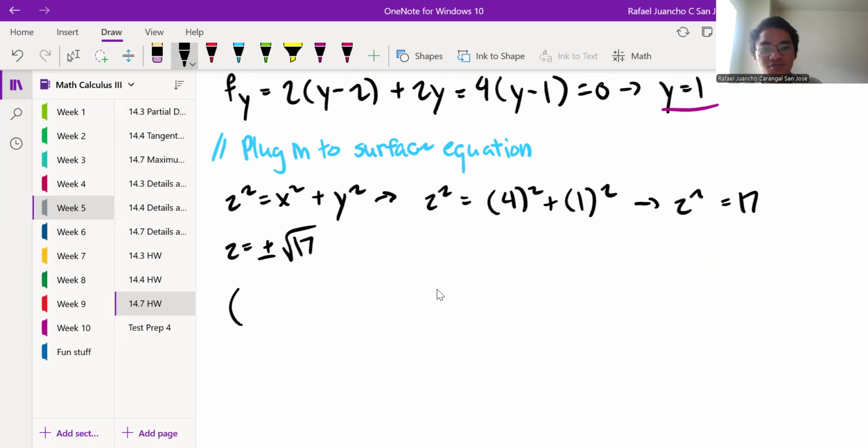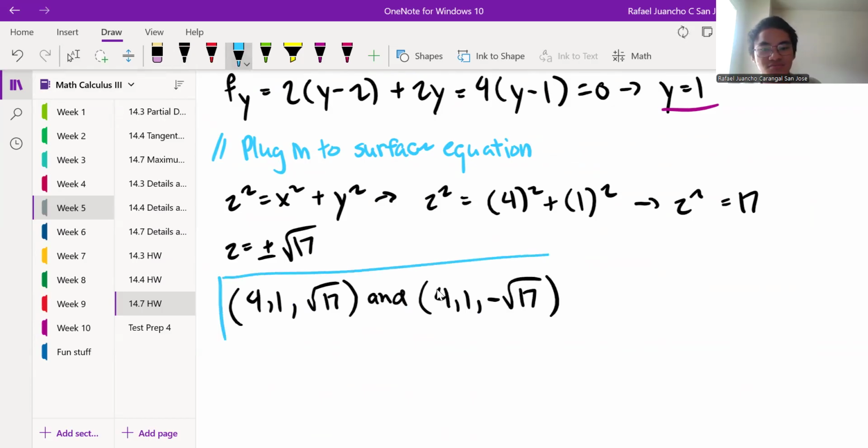So my points that are closest would be 4, 1, square root 17, and 4, 1, minus square root 17. Those are my 2 points. And I think that's it. So it's actually easy when we get the steps down, right? Just take note of the pattern and we're good.